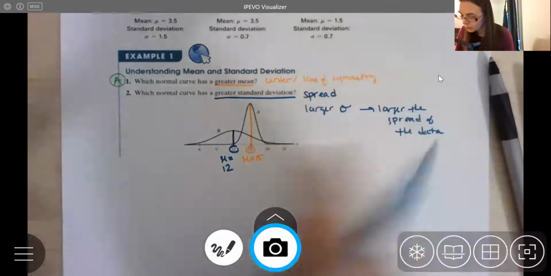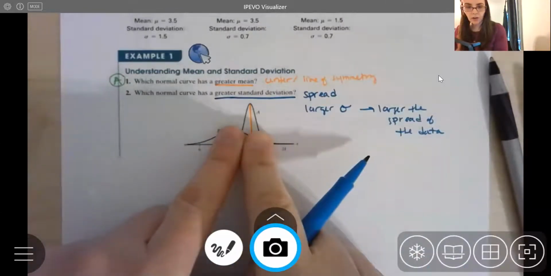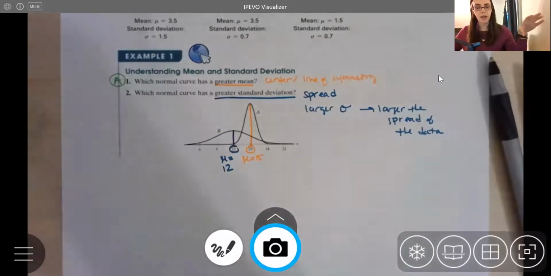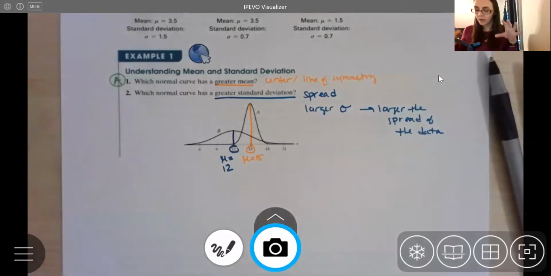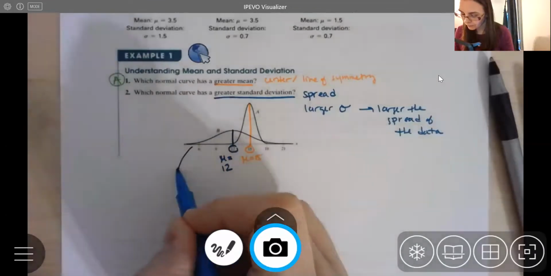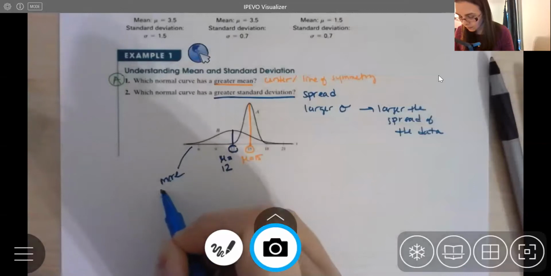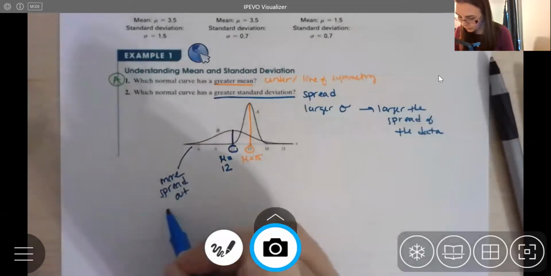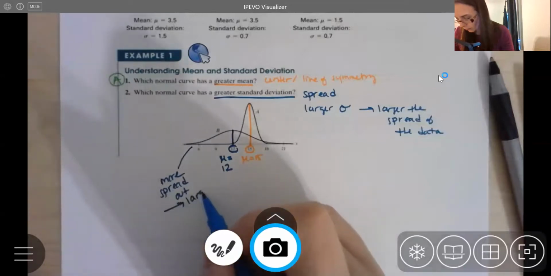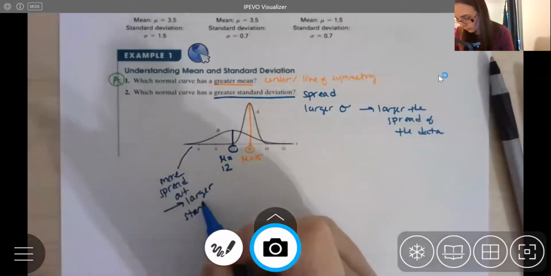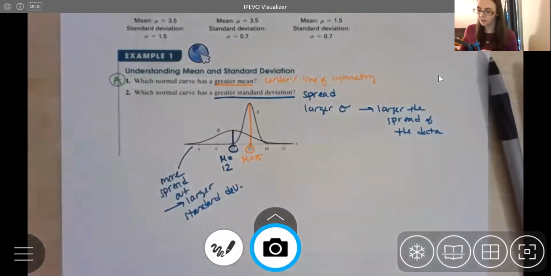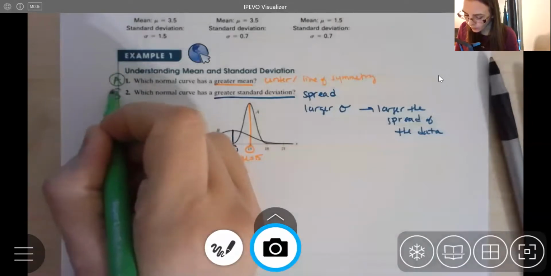If I look at my two curves here, I can see the A curve is pretty tight together. So a lot of that data is very close. Whereas the B curve is a lot flatter. It's a lot more spread out. So that B curve has more spread, so it has a larger standard deviation. So the answer for this one is B.